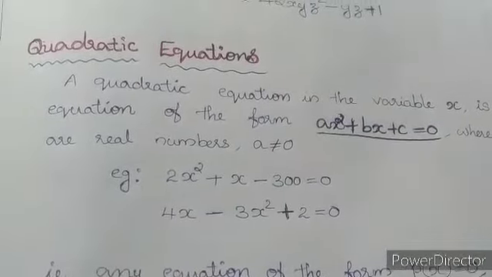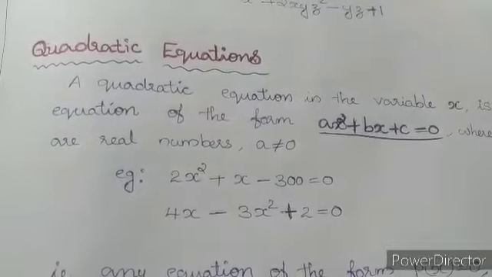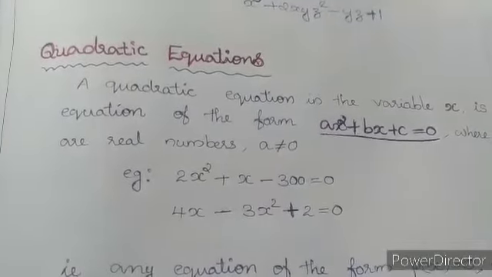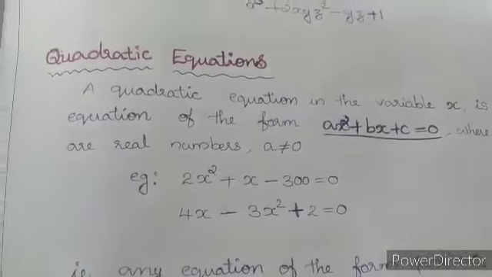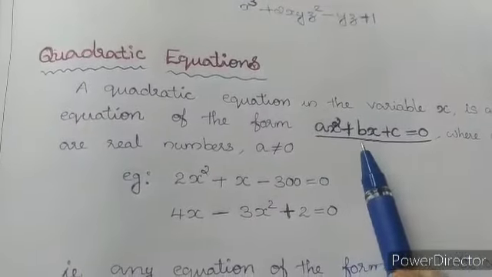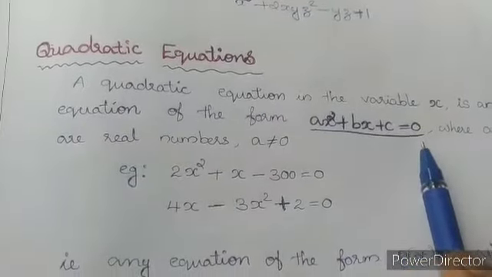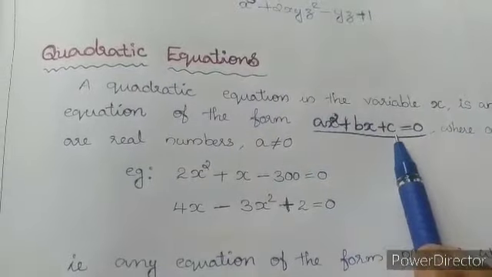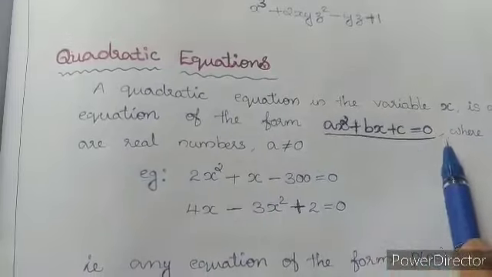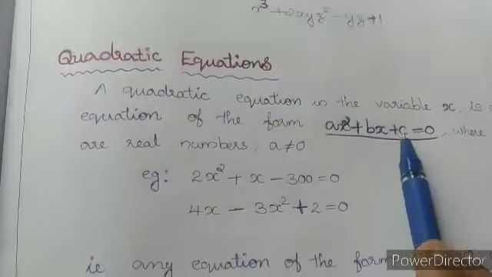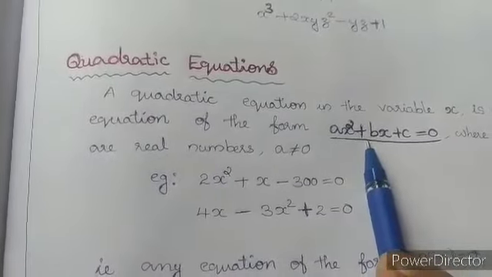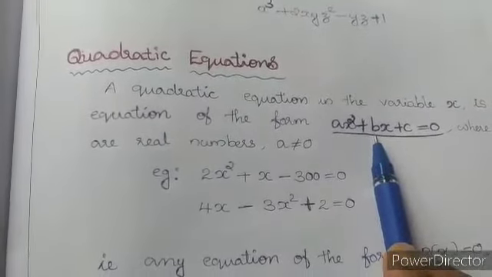From the concept of polynomial, we are going to learn quadratic equations. See here, a quadratic equation in the variable x is an equation of the form ax square plus bx plus c equal to 0, where a, b, c are real numbers and a not equal to 0. If the equation is given in the form ax square plus bx plus c equal to 0, then the given equation will be a quadratic equation.